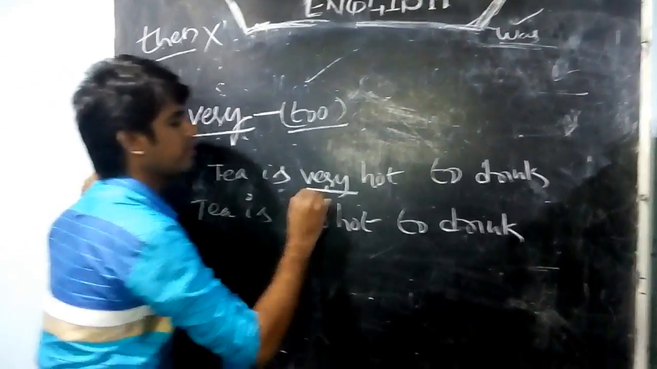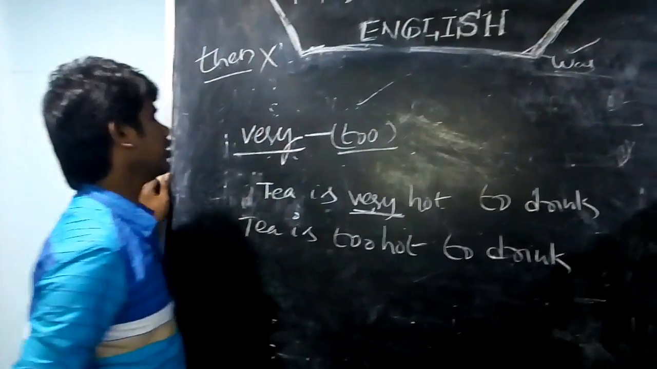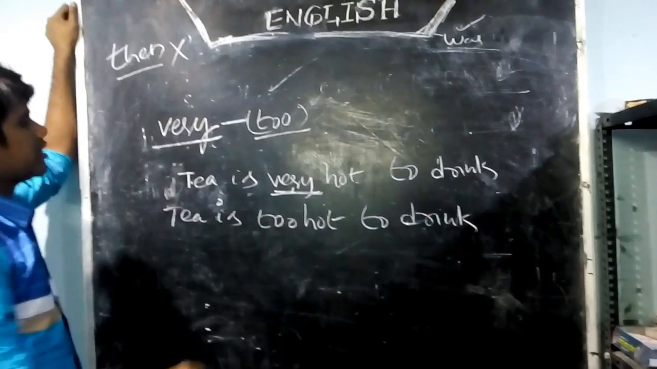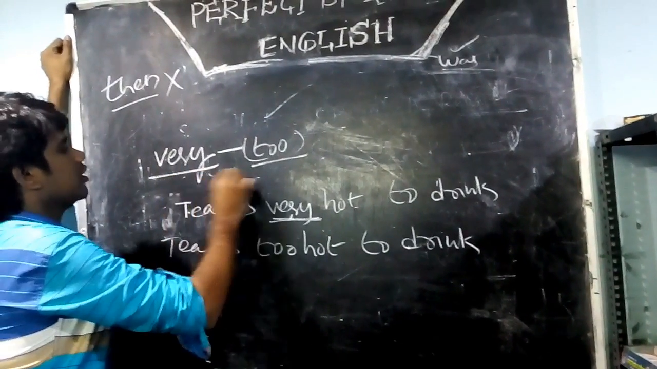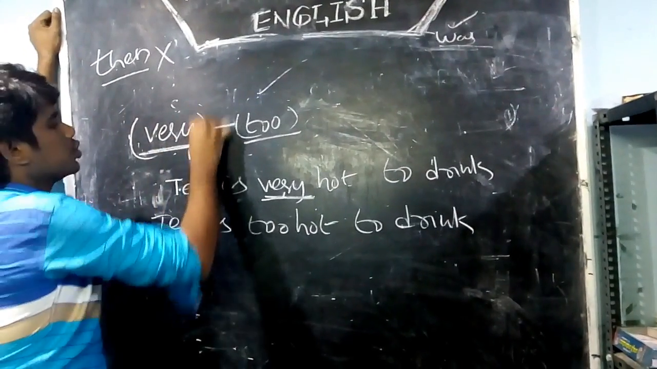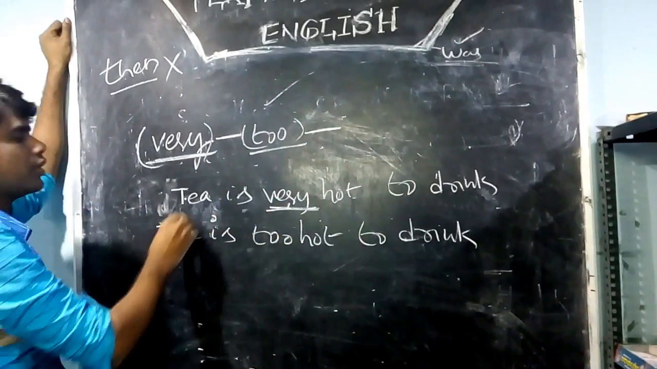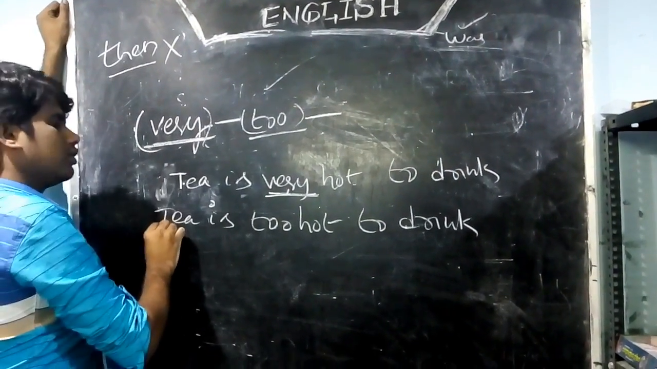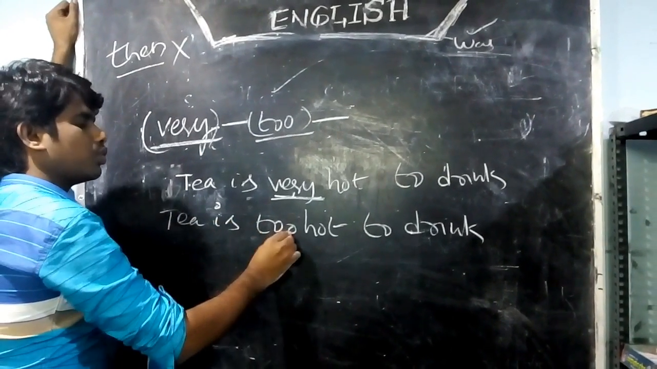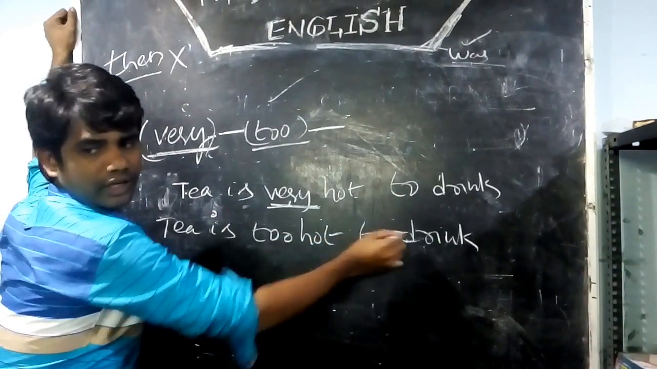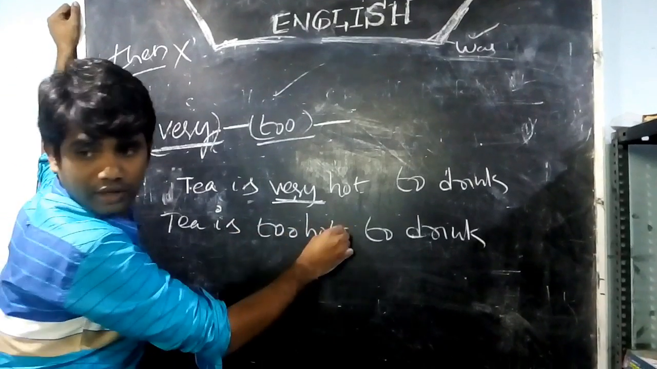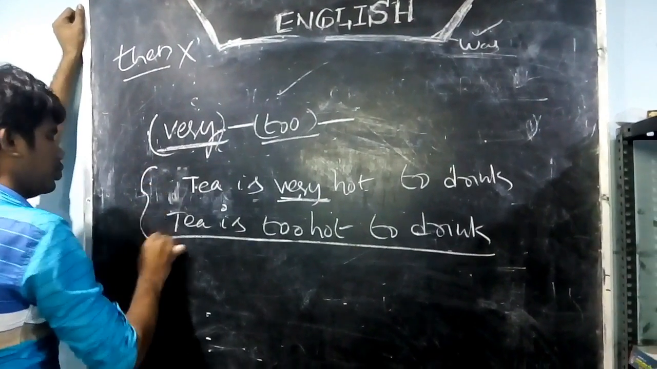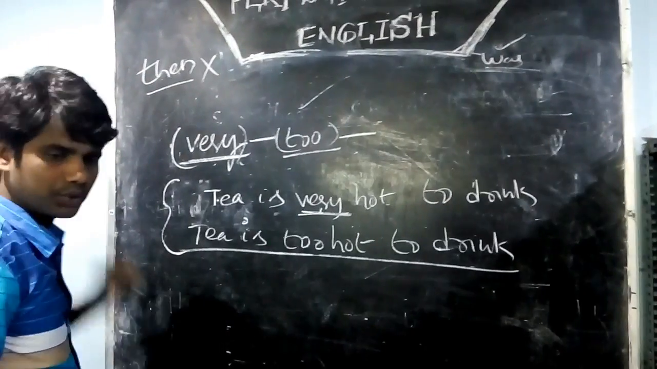In the examination, in "rewrite as directed" sentences, there may be an instruction to use "too" in the place of "very". So "tea is very hot to drink" becomes: tea is too hot to drink. Like this we have to use.